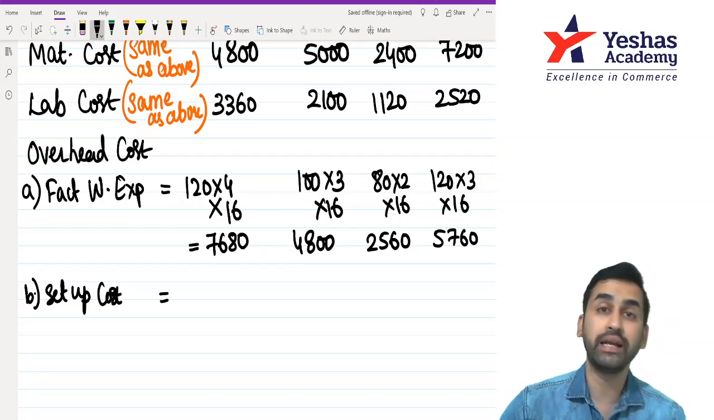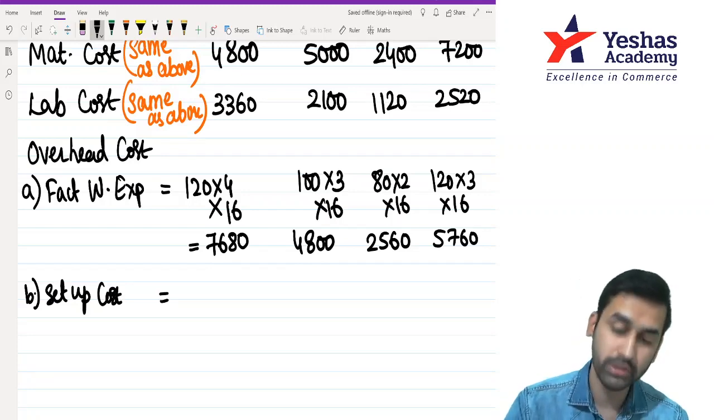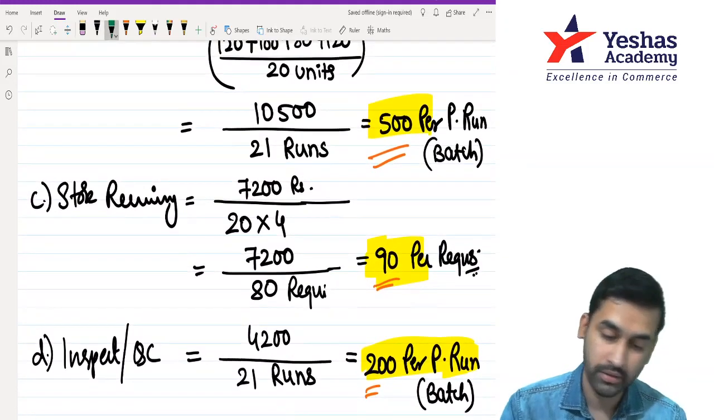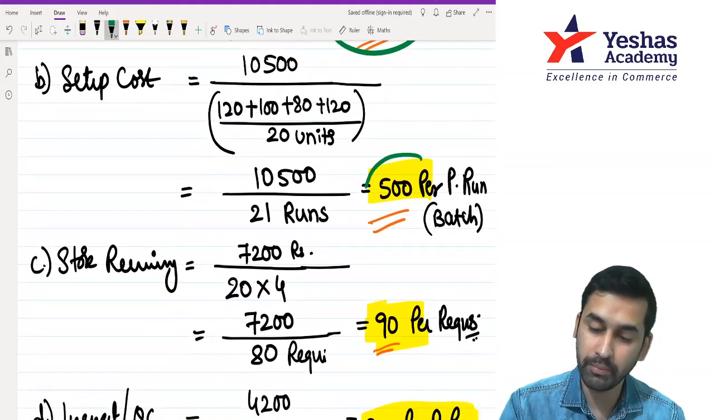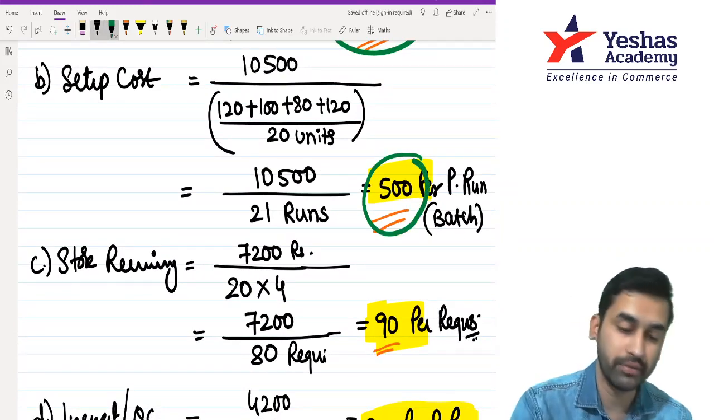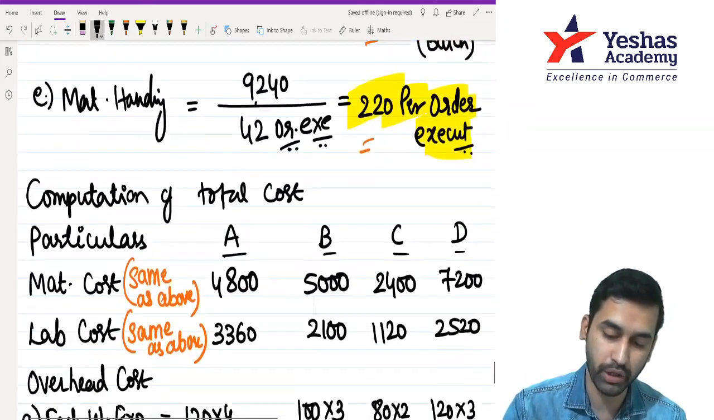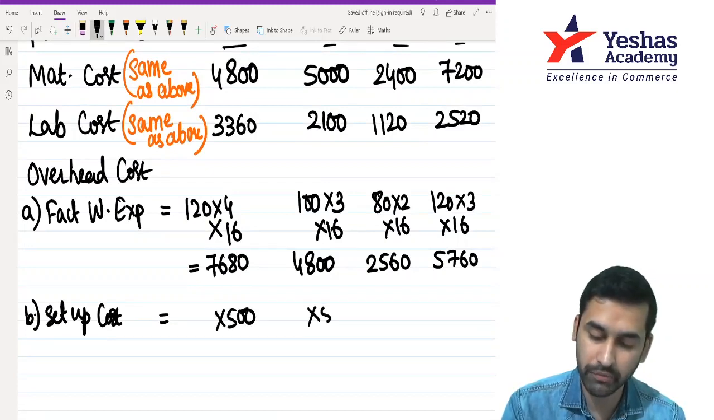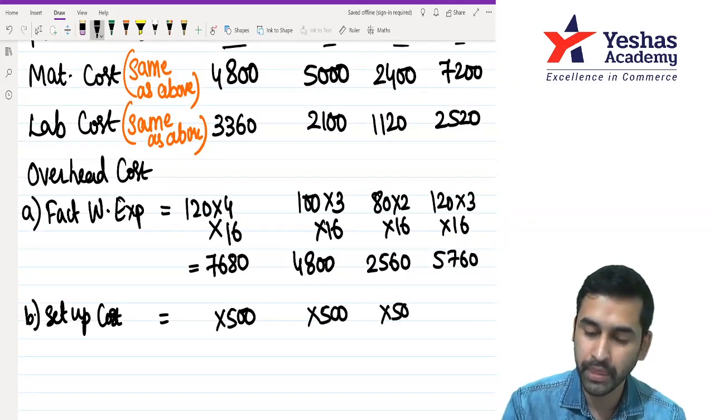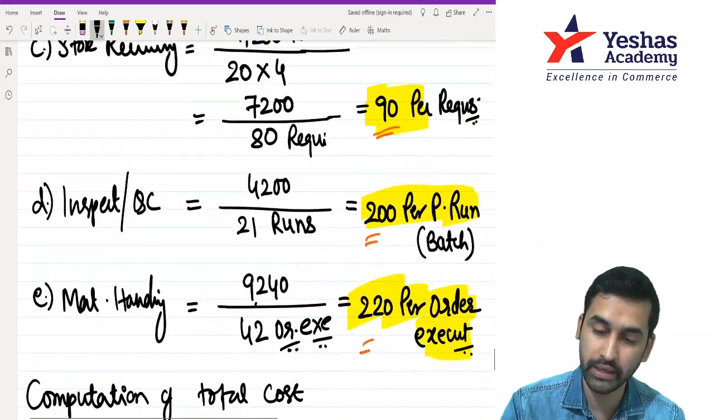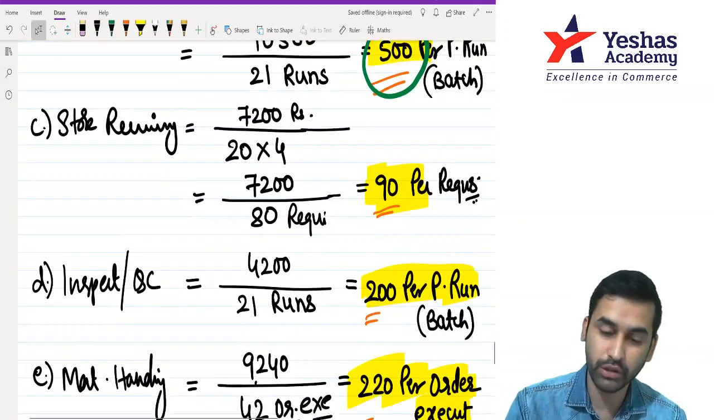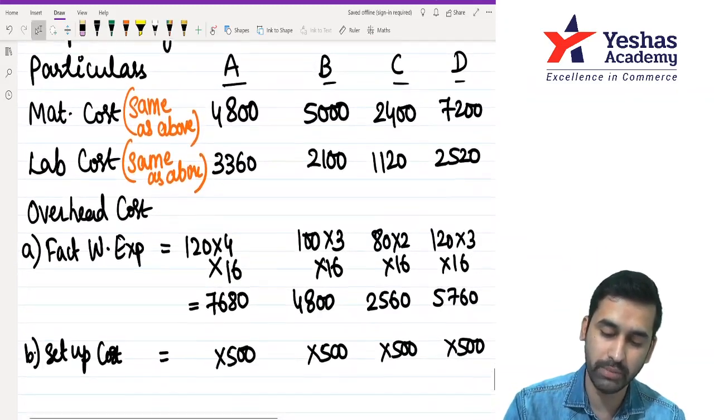What have you calculated in your working note just now? Scroll up. You have calculated 500 per production run. That means you are going to multiply all of this by 500. Yes or no? I'll just scroll up once again. You have calculated 500 per production run.